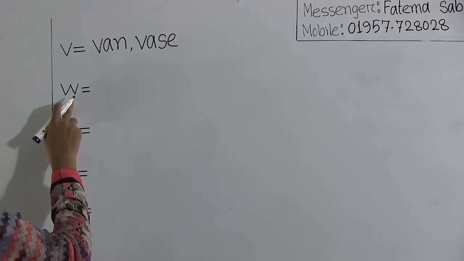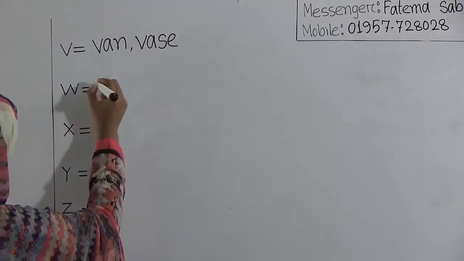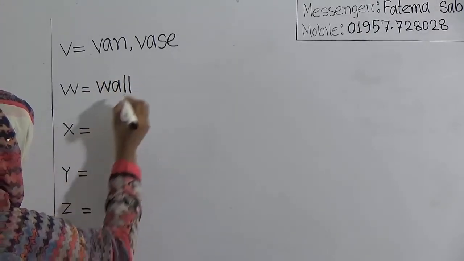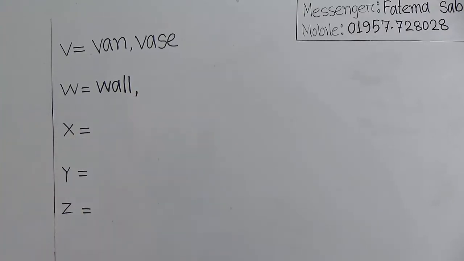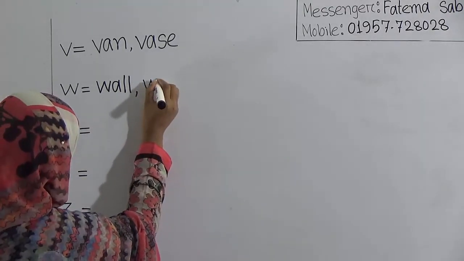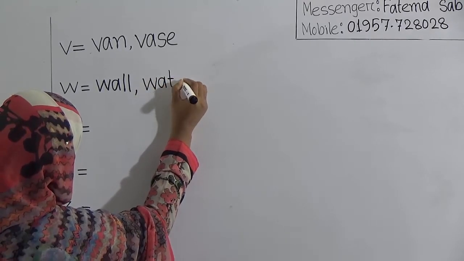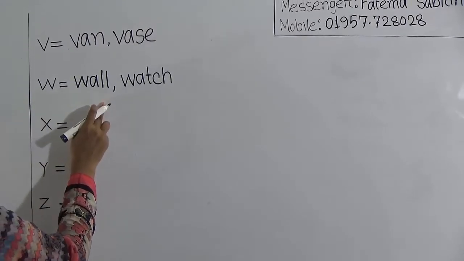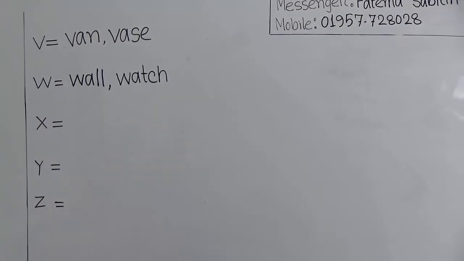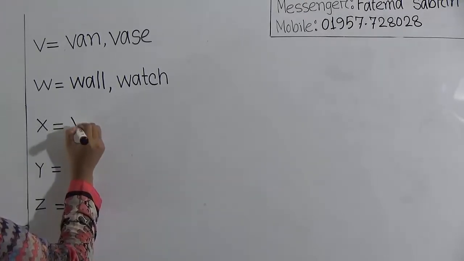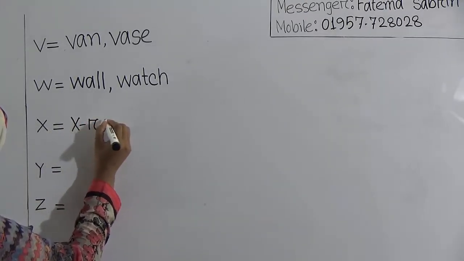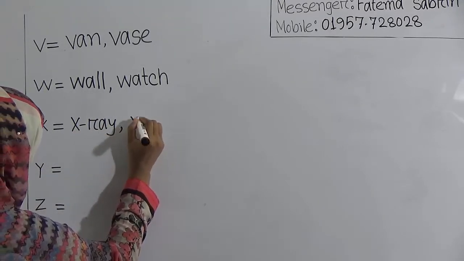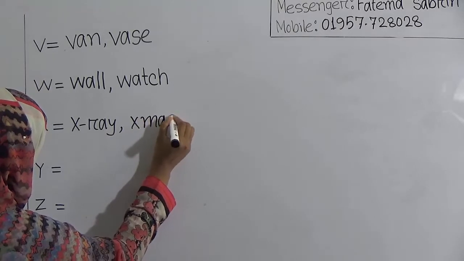Now we'll write with the letter W. W for wall. W A double L. Wall. And W for watch. W A T C H. Watch. So W for wall, W for watch. Now X. X for X-ray. X R A Y. X-ray. X for Xmas. X M A S.